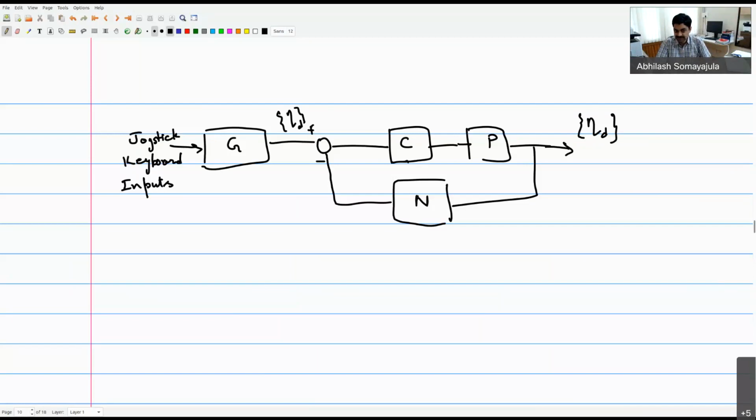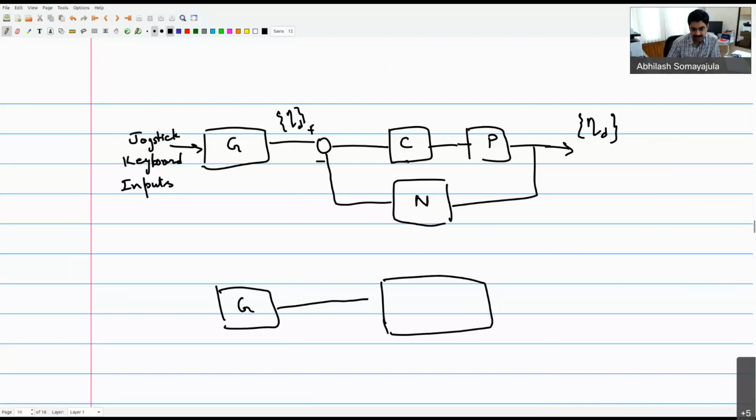Yes, sir. Now, for the sake of argument, I'll put all of this part as a single block. So I have a guidance system which is giving something to this block, which is giving me the so-called eta. I'm giving this block the eta desired, and that is giving me output as the eta. And if everything goes right, this should be equal to eta desired.